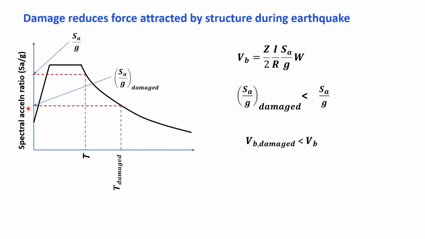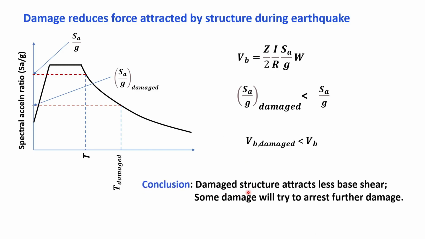Now as we see here, the Sa/g ratio for the damaged condition is lower, so Sa/g damaged is less than Sa/g original. So if you fit this in the expression, you get VB damaged is less than VB original. So the base shear of the damaged building is lower than the base shear of the original building. The damaged structure attracts less base shear.